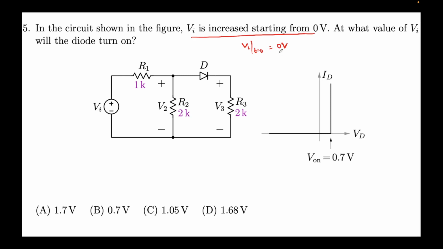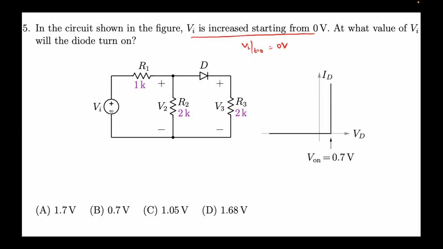So that means vi will start from 0, 0.1, 0.2 volts and so on, in the positive direction only. At what value of vi will the diode turn on? You can simply see, when the vi is 0, there is no voltage source in this circuit, and this diode needs plus 0.7 to turn on. So this means nothing will be turned on originally at t equal to 0. So there will be no current flowing in this circuit.